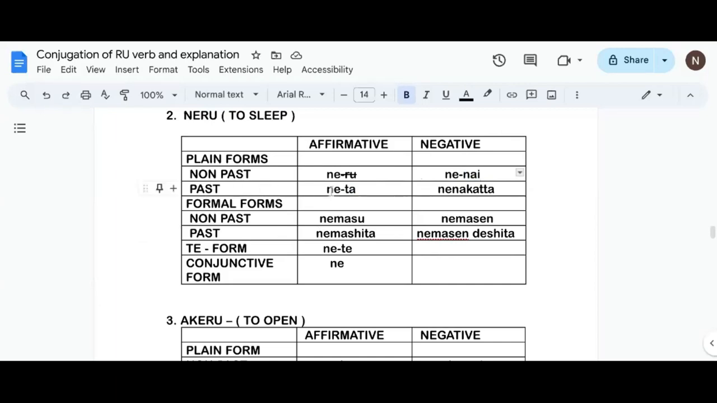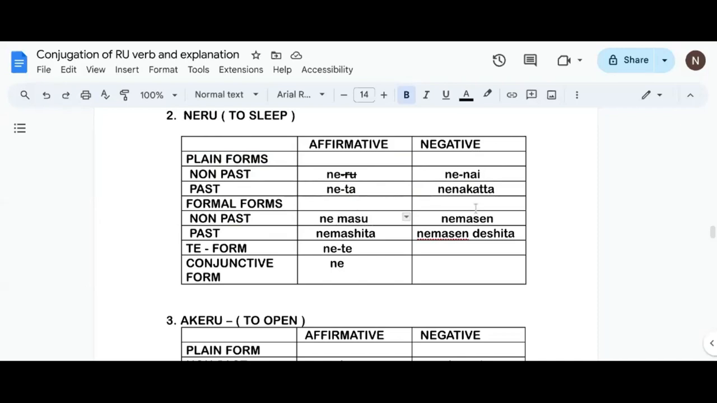In your past, if this is ta, then again, drop the ru. Ne nakata. This is the casual. Now, in the polite way or your formal form, under your non-past, drop the ru, then add the mas, nemas, or you can say nemasu, okay, nemasu or nemas.